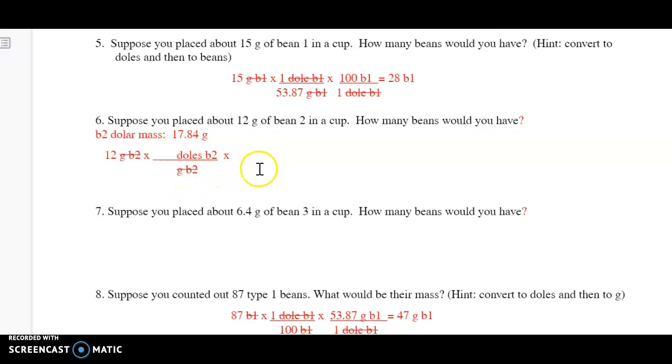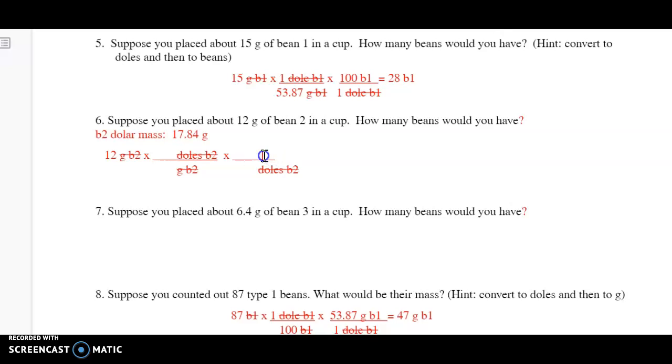Honestly, in this case, I'm not even going to put in the numbers yet. One of the biggest mistakes that students make is trying to put in the numbers before they're done with the conversion. I'm even going to set up this next conversion before putting any numbers on the first one, because my hint says first convert to doles and then to beans. So this next conversion is going to have to change doles of bean 2. Again, I'm writing down exactly what I have up here, because this is going to need to cancel out. So again, I'm going to cancel the doles.